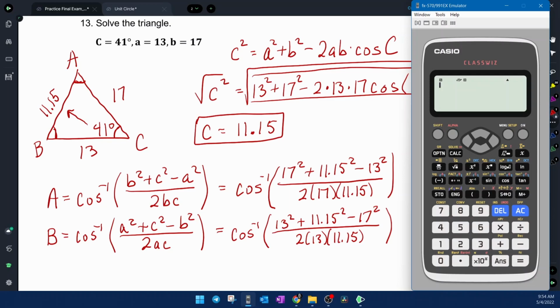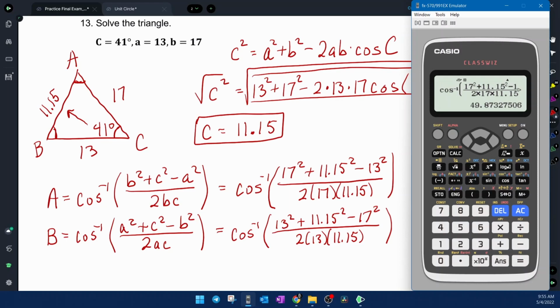Starting with shift and cosine for the inverse cosine. Next, we're going to use our fraction button and input the entire numerator, 17 squared plus 11.15 squared minus 13 squared, and then move to the denominator. We have 2 times 17 times 11.15. Notice I did not use the parentheses as I have them written. I just used multiplication symbols. You do need to move out of the denominator to close your parenthesis.